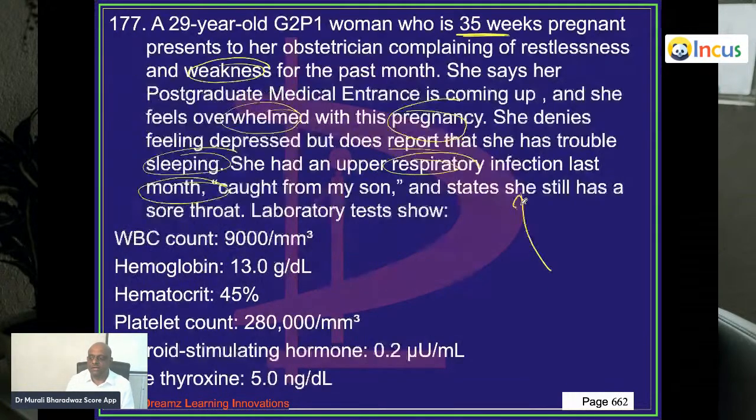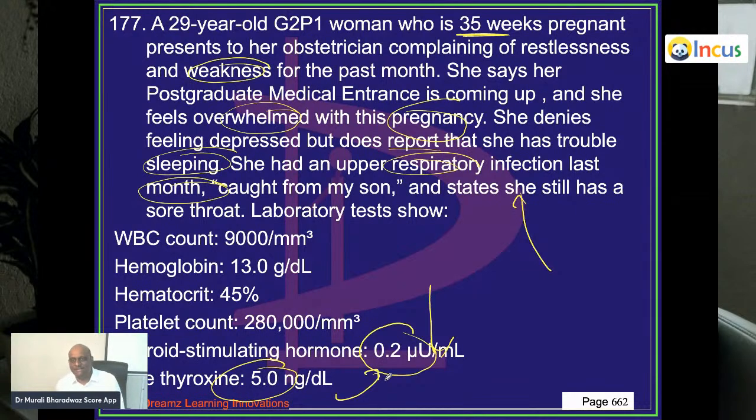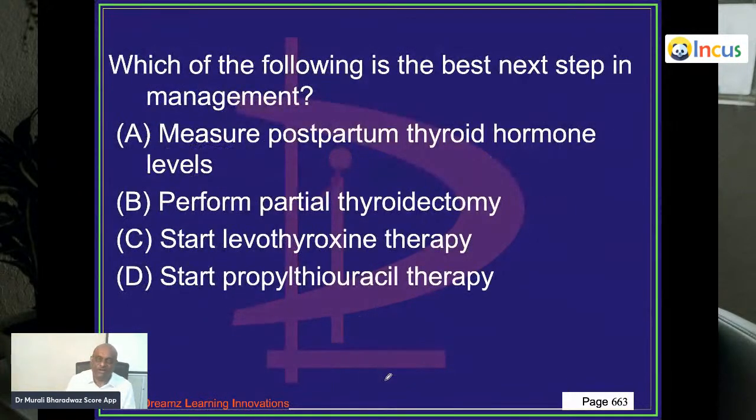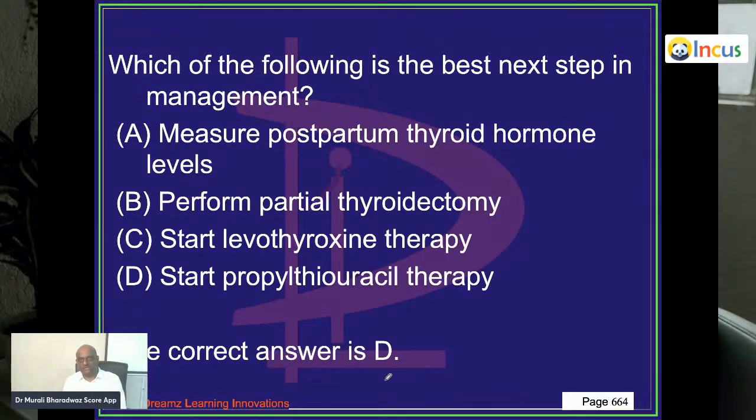So, her thyroid stimulating hormone is very low, free thyroxine is very high. Straight away, why don't we talk about it? That is the cause for all her anxiety. Right? So, hyperthyroidism, propylthiouracil.